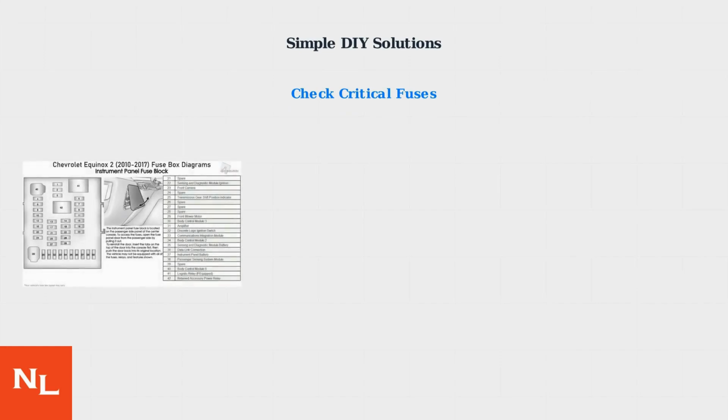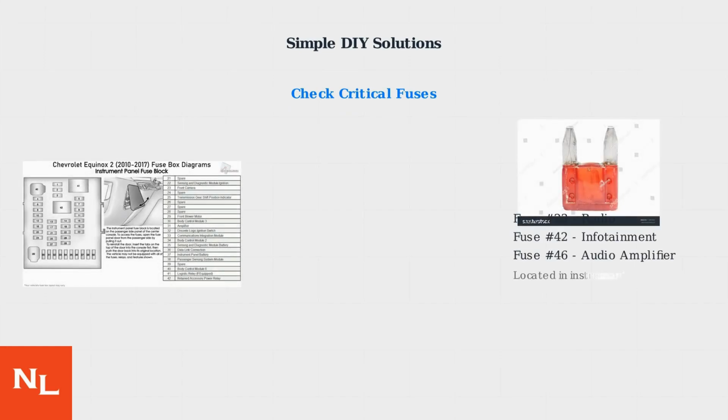Finally, check the critical fuses. Inspect fuses number 23 for radio, number 42 for infotainment, and number 46 for audio amplifier. These are located in the instrument panel fuse box. Replace any blown fuses with the exact same amperage rating.